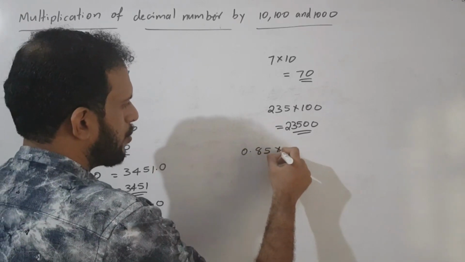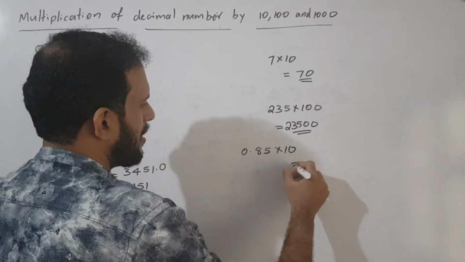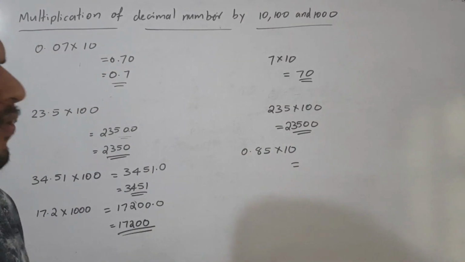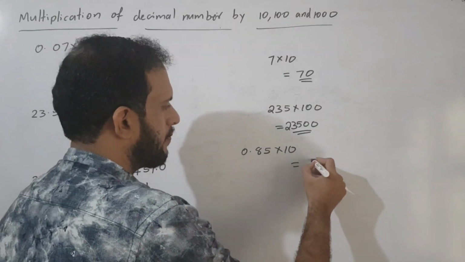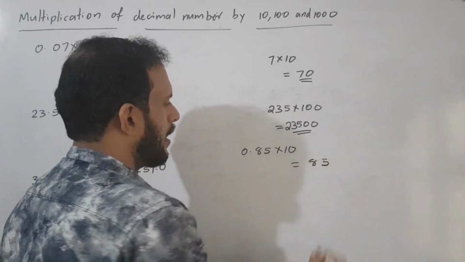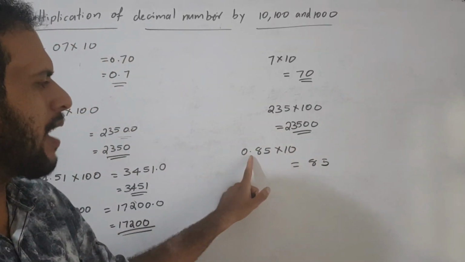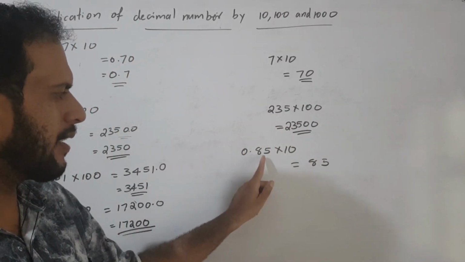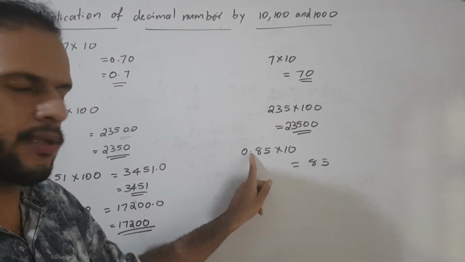0.85 into 10. First we write the number 85. Okay. Then now the decimal point is in front of 8.